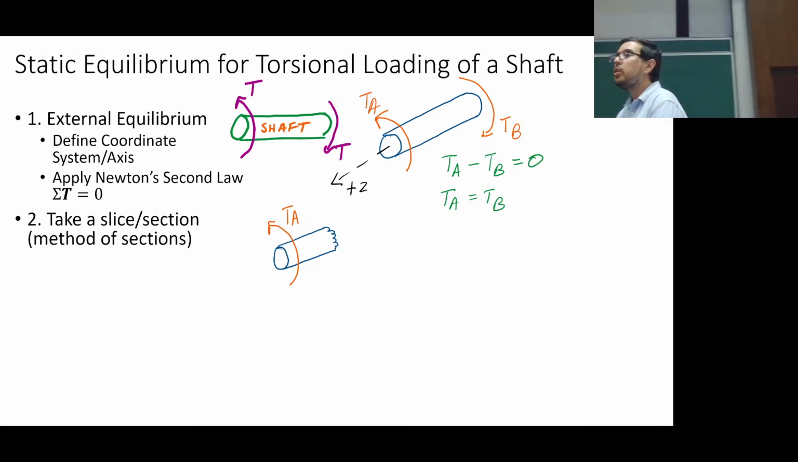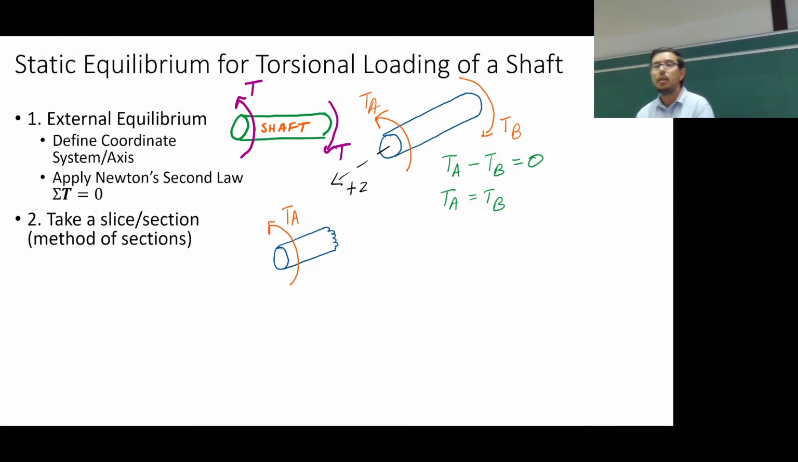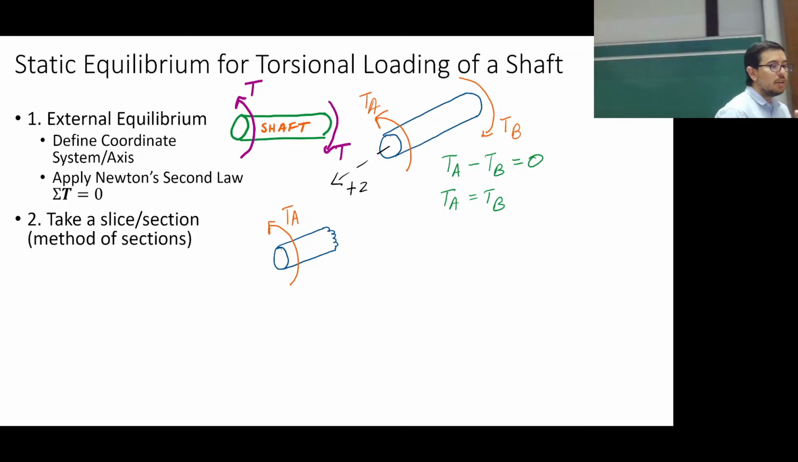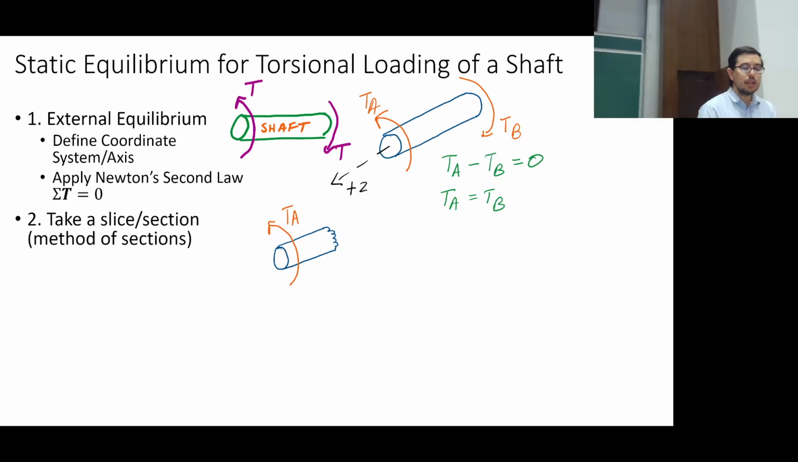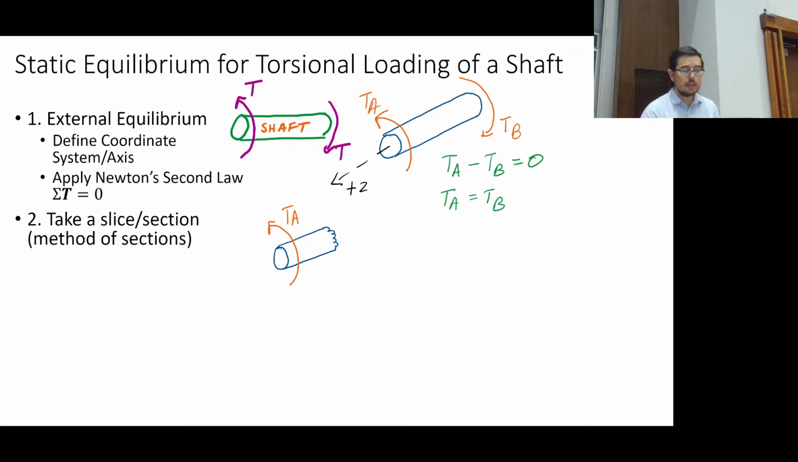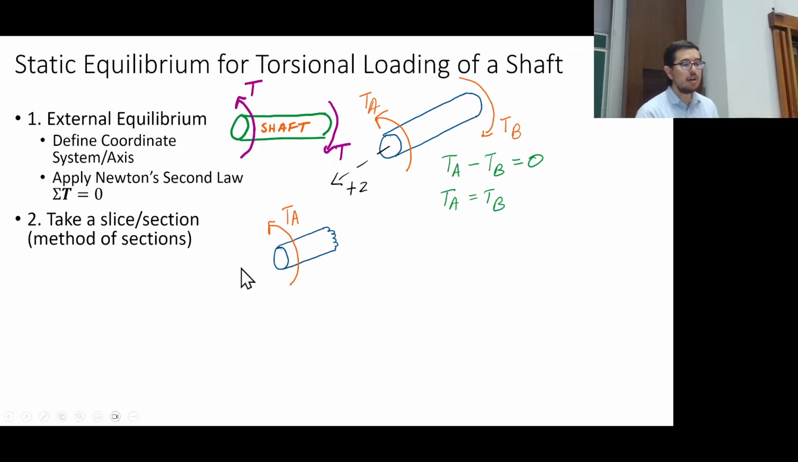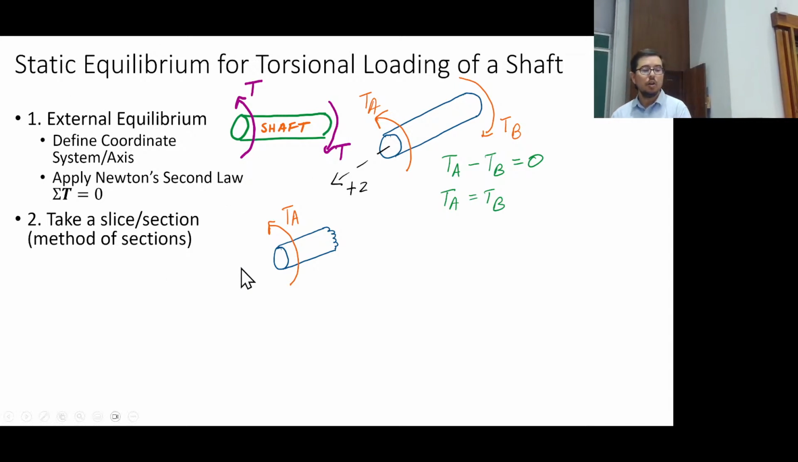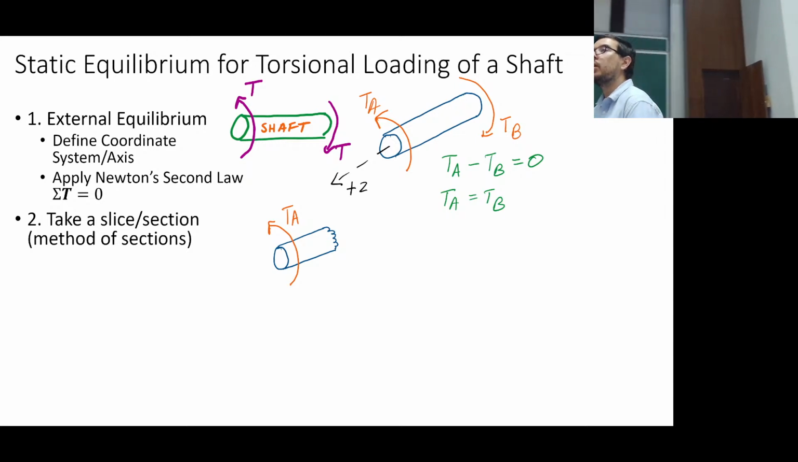How would you draw the coordinate system in this drawing, and how would you draw the unknown internal torque?